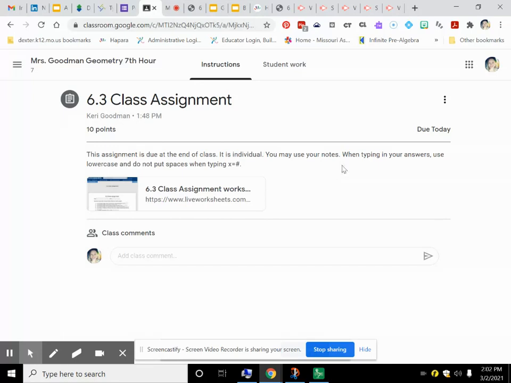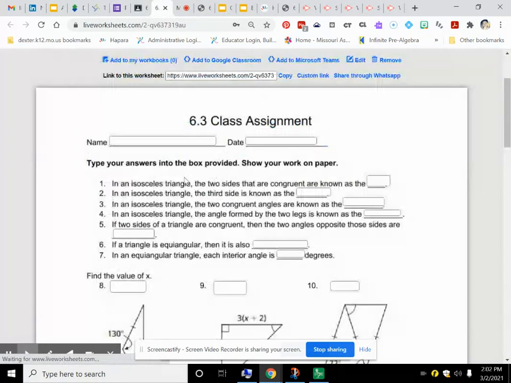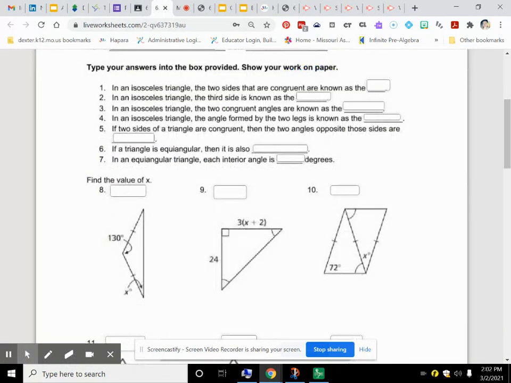When typing in your answers, use all lowercase letters and do not put spaces whenever you're typing in x equals 2. Don't put any spaces there. Okay, so on your worksheet, in the boxes, you type in your answers, all lowercase letters. What if you don't put it in another way? Then you don't get credit. Where it says find the value of x, you're going to type in x equals something.